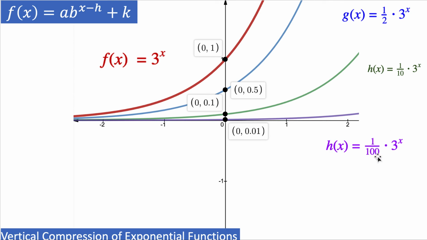The same thing is happening if, for example, this number is smaller, 1 over 100, the factor of vertical stretch or compression, but in this case compression. If you multiply 1 over 100 by 0, it is 0, and 1 divided by 100, which is 0.01, times 1 is 0.01. So the parent function is going to reach this point. It's going to be compressed even more.